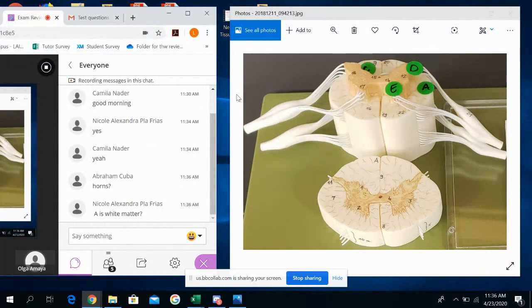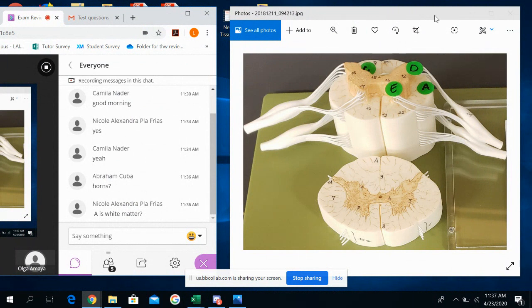Okay, horns. So D is a dorsal horn or posterior horn. A is a white column, white matter, lateral white column. What about E? What's E? Ventral anterior horns. Yeah, the ventral anterior horn. Awesome.